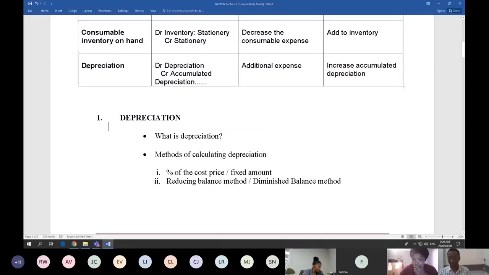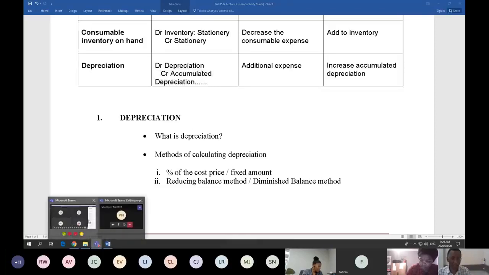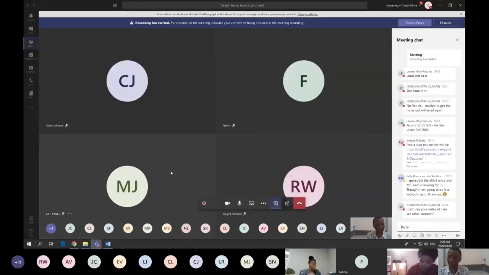But how do we record depreciation? Depreciation is an expense in the business, which means that you've got more expenses. So you debit your depreciation account and you credit the account accumulated depreciation. So if it is on vehicles, debit depreciation, credit accumulated depreciation on vehicles. If it is equipment, debit depreciation and credit your accumulated depreciation on equipment. That is your entry in the journal. You have to bring into account the depreciation.